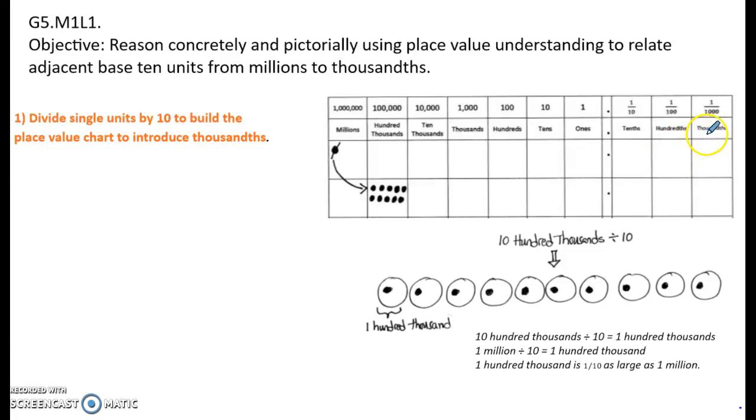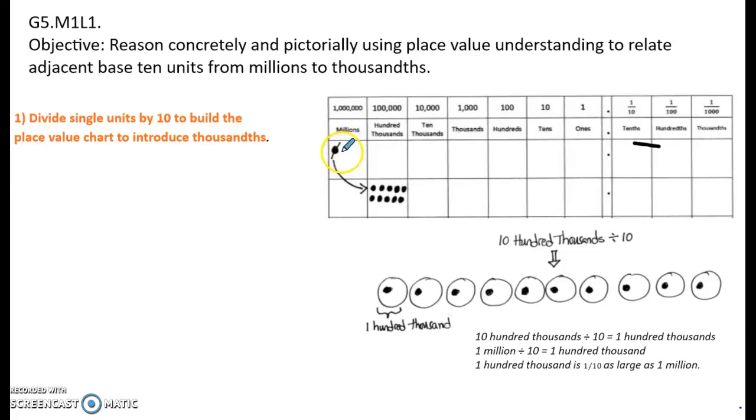So when we come to our place value chart, we see we have millions, hundred thousands, 10,000s, thousands, hundreds, tens, ones, tenths, hundredths, and thousandths. So this year in 5th grade, thousands is new, as is millions and hundred thousands. So we start by putting a single disk in the millions place, which stands for 1 million.